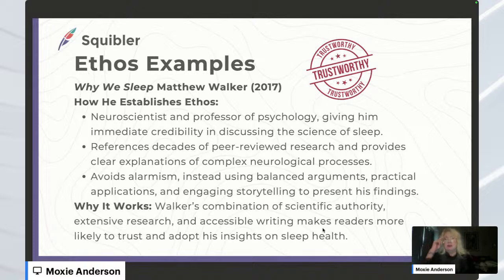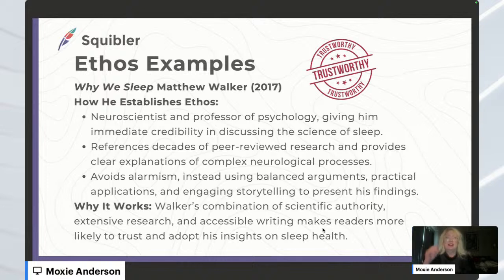There are some good examples if you want to read some nonfiction books that establish ethos well. One is Matthew Walker's 2017 book, Why We Sleep. And the way that he establishes ethos is, first of all, who he is. He is a neuroscientist and a professor of psychology. This gives him credibility in discussing the science of sleep. He also uses logos, which we'll talk about in a minute.